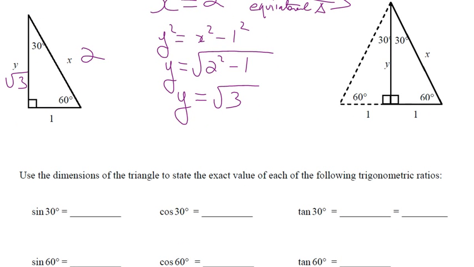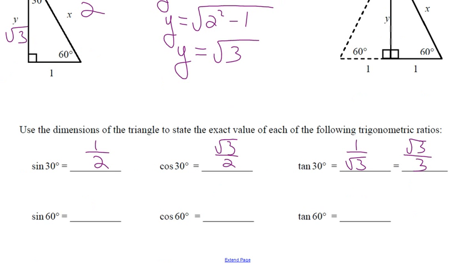So, use the dimensions of the triangle. What is the sine of 30 degrees? 1 over 2. What is the cosine of 30 degrees? Root 3 over 2. What is the tangent of 30 degrees? One over root 3, or root 3 over 3.